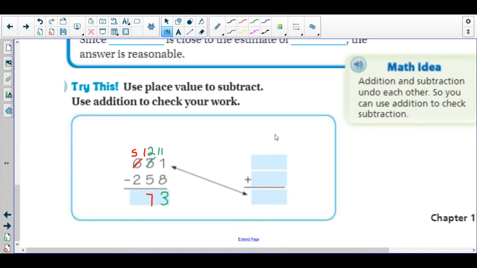And then finally, can I take 2 from 5? Yes, I can. And that is 3.